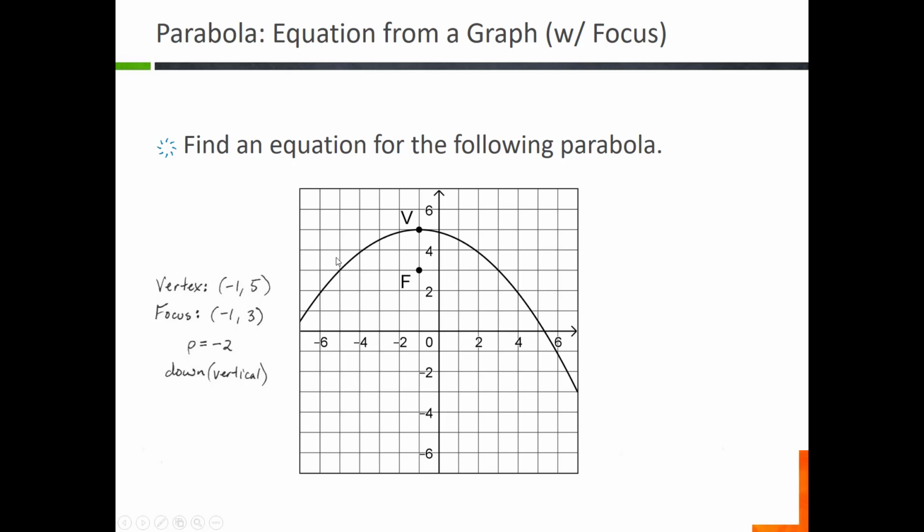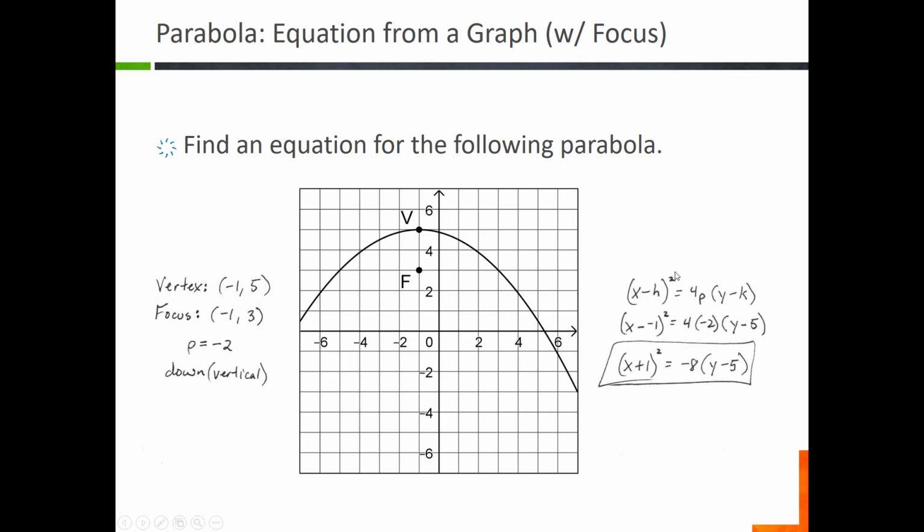We've already talked about, in order to write the equation, we need to find p. It's the distance from the vertex to the focus. So this distance is 2 units apart. And because the parabola opens down, I'm going to say p is actually -2. So again, the parabola is a vertical parabola.